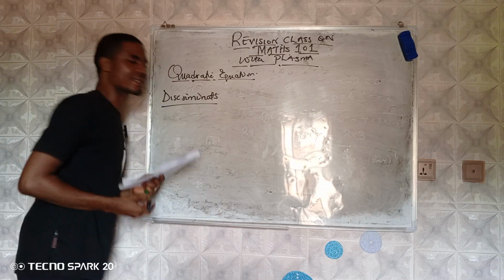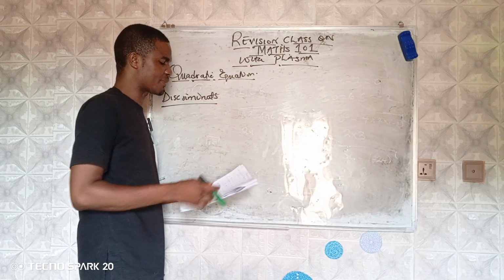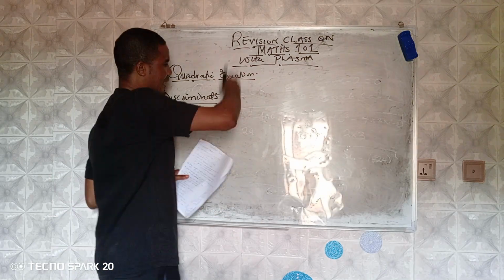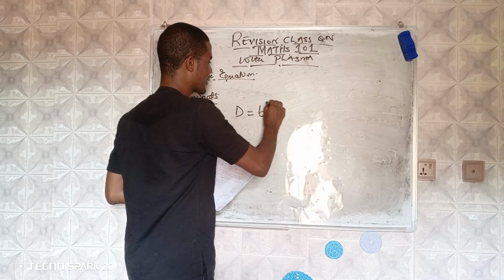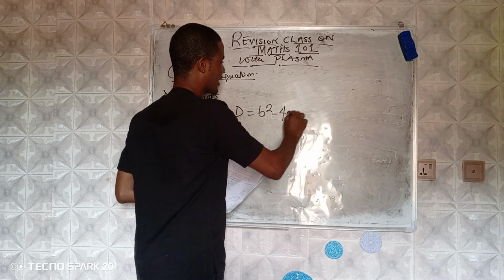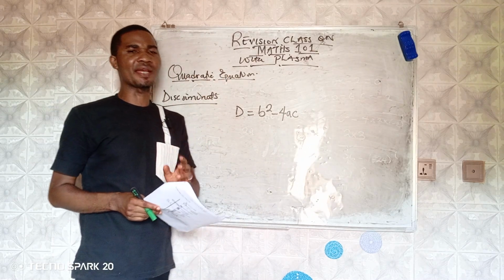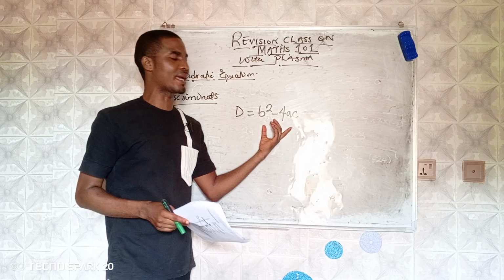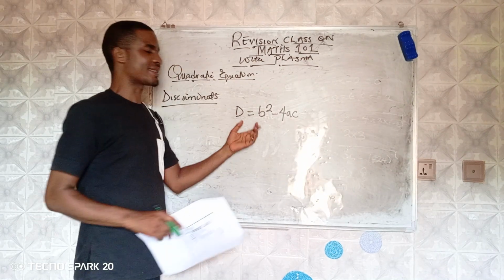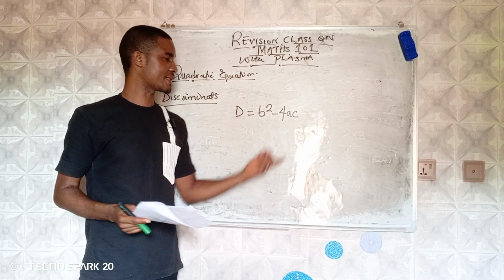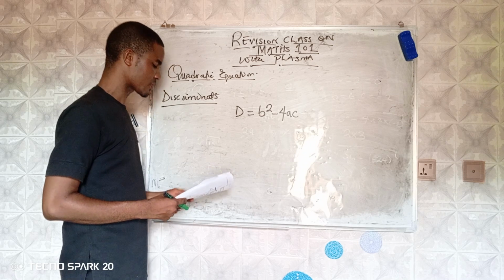Discriminants of a quadratic equation. What we understand by discriminant can be gotten from the general formula. Discriminant D is given as b squared minus 4ac. The discriminant of a quadratic equation is a very, very important aspect of that almighty formula per se. It is used in diverse ways. I'm going to show us some of its applications.